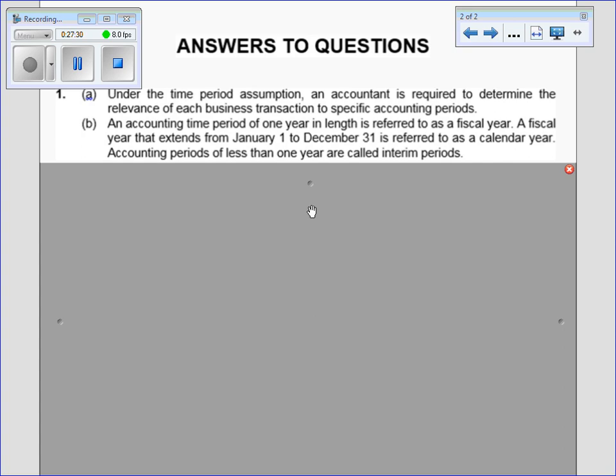And then interim periods are anything less than a year. We talked about months, quarters. I mentioned the semi-annual piece. Those are the little interims that make up the components of a fiscal year. 12 months, 4 quarters, 2 semi-annuals.